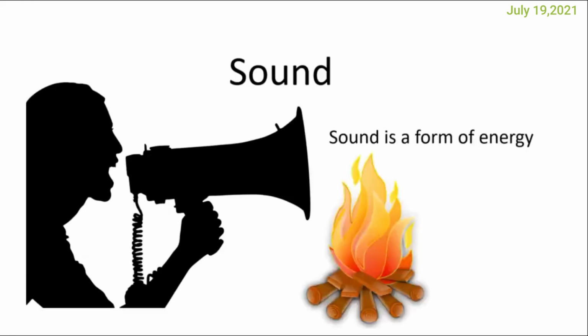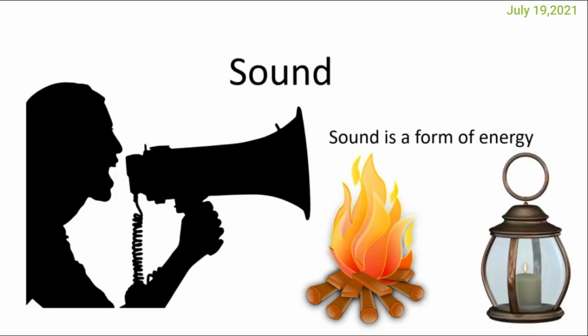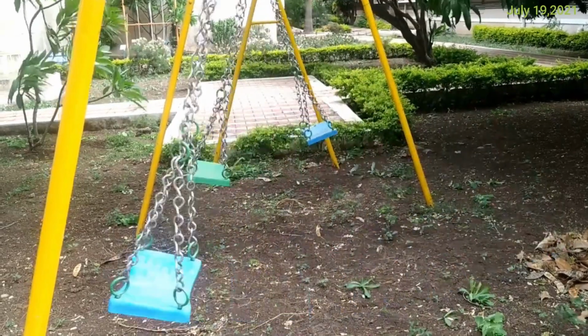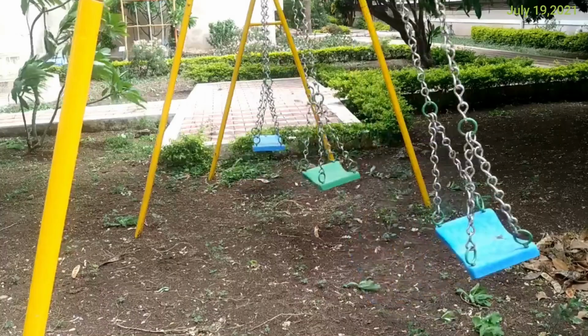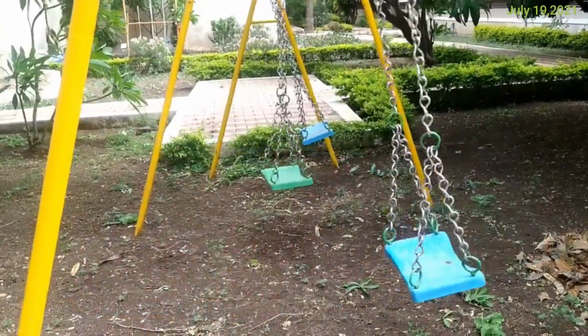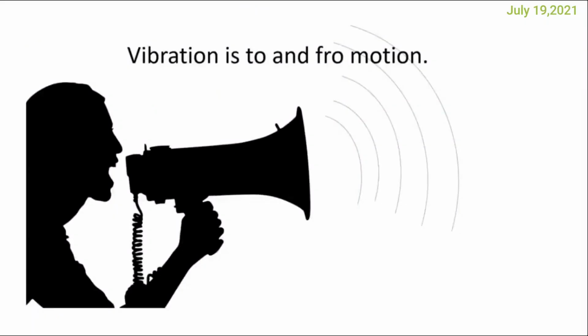Just like there are many other forms of energy, such as heat energy and light energy, we have also learned that sound is produced because of vibration, right? It is the vibration which makes us hear sound. But what is vibration? Vibration is to and fro motion. The best example for this to and fro motion is the simple pendulum.